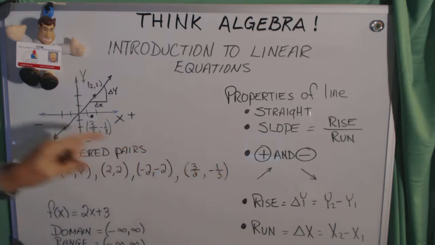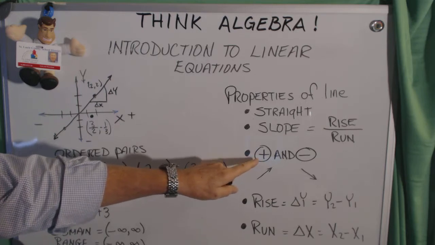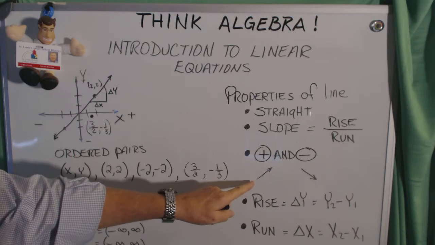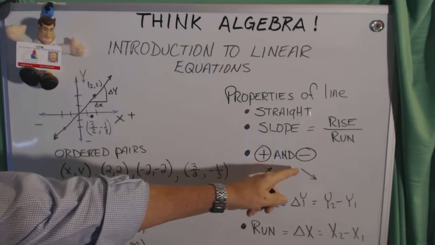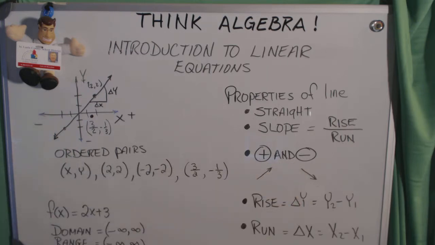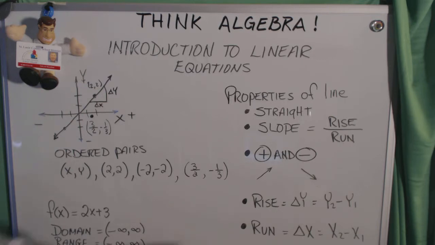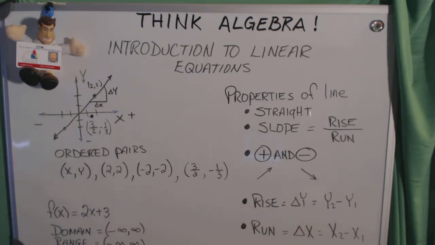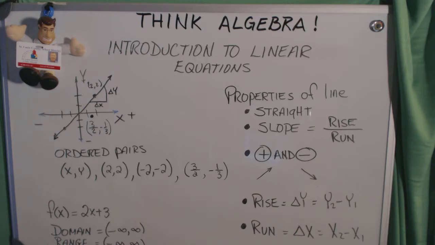And let's see, the slope. This slope is a positive slope. So slopes can be positive and negative. So if they rise from left to right, then that's a positive slope. And if they decline from left to right, that's a negative slope. So the rise is looked at as the delta y. Delta y is equal to y2 minus y1. And the run is equal to delta x, which is x2 minus x1.